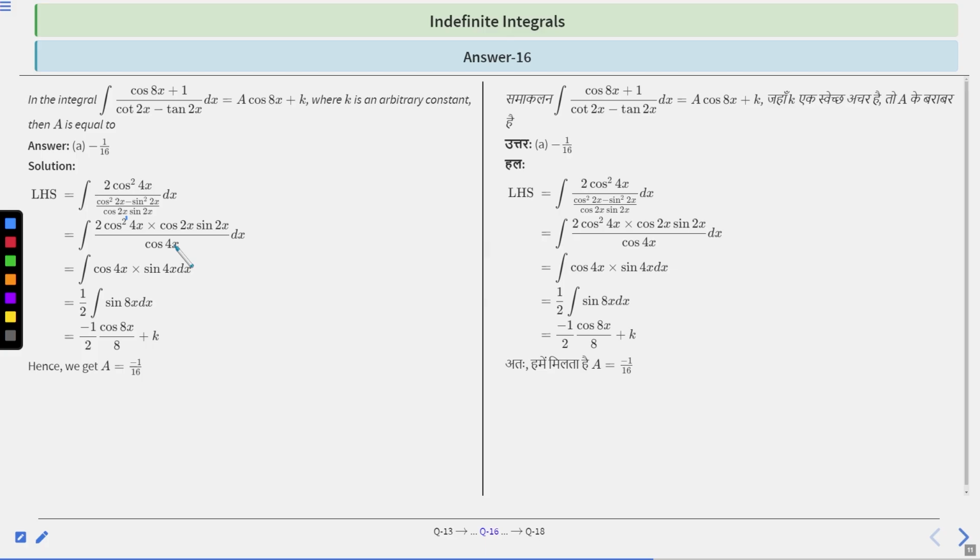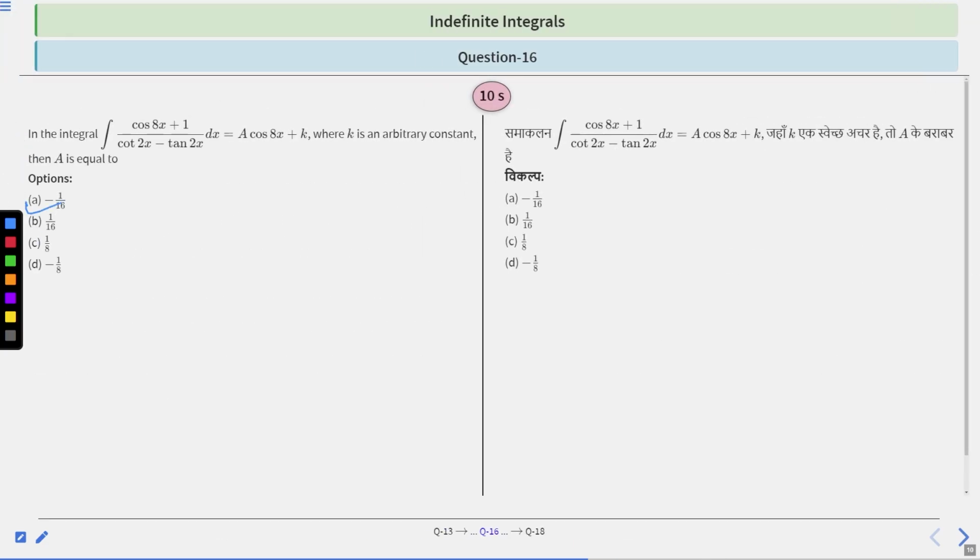So it is finally simplified as the integration of 2 cos square 4x into cos 2x sin 2x upon cos 4x. Now it is written as the integration of cos 4x into sin 4x. This cos 4x and cos 4x will cancel out. So finally it will be 1 by 2 into the integration of sin 8x, which is equal to minus 1 by 2 cos 8x upon 8 plus k. After simplification you will get minus 1 by 16 cos 8x plus k. Hence we get a as minus 1 by 16. So I think option A is the right choice, minus 1 by 16. Got it?